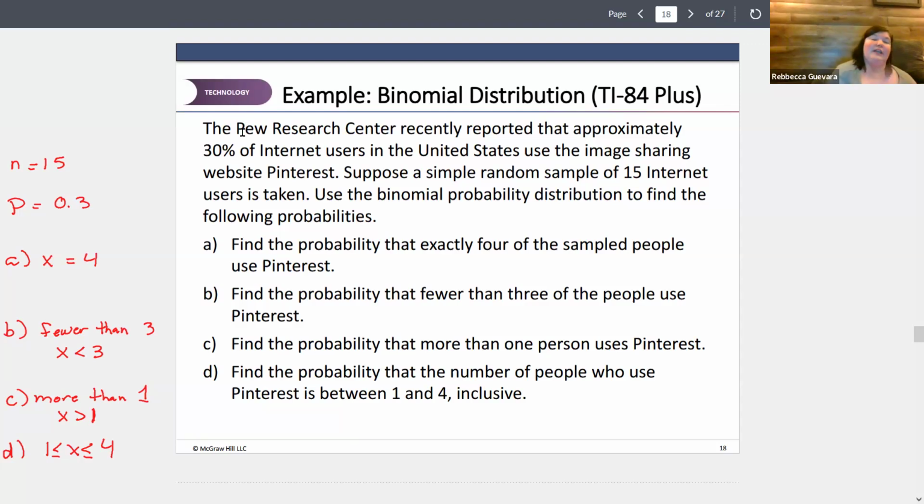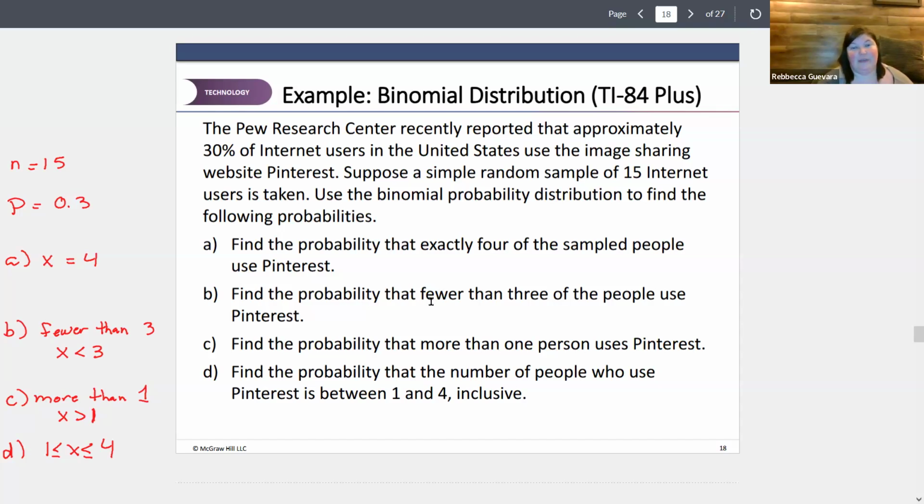So we're looking at that Pinterest question. So the probability of success of finding somebody who uses Pinterest is 30%. We had 15 people we're looking at, so we had 15 random trials. So our N is the part that changed. So first we want to know what is the probability that exactly 4 people sampled were using Pinterest. That means I'm looking at X is just equal to 4.